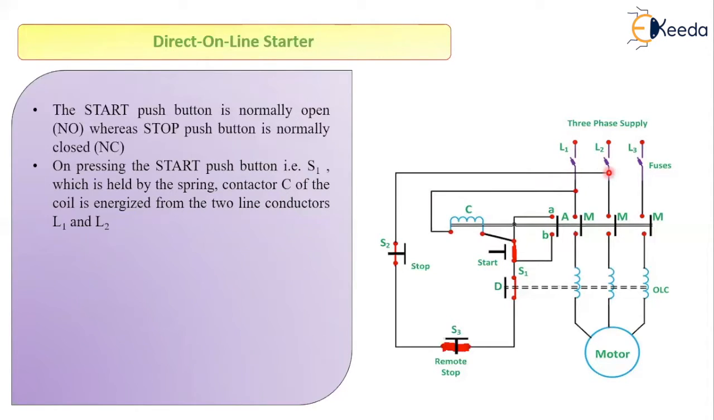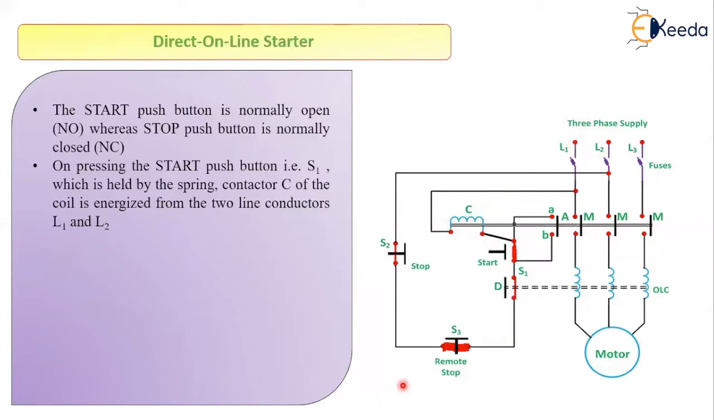So let us see how the supply will reach the contactor. From L1 and L2, the circuit is complete. I will show you with this laser pointer. In this way, here the stop push button is closed. Then even the remote stop is closed. The contactor is closed. So the path is complete. In this way, from these two line points L1 and L2, the contactor will energize.